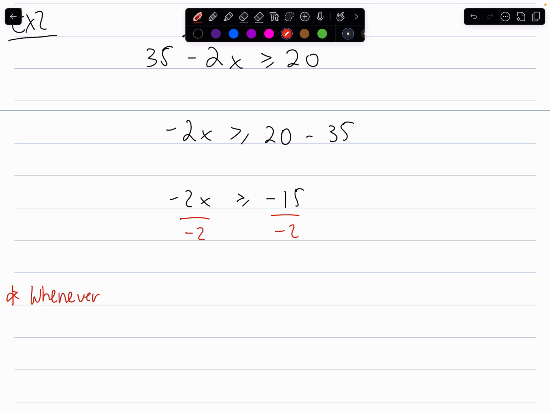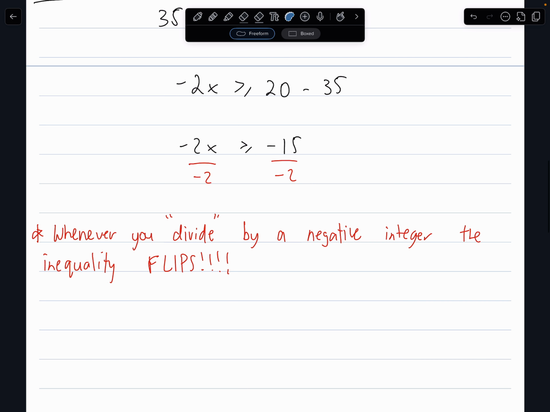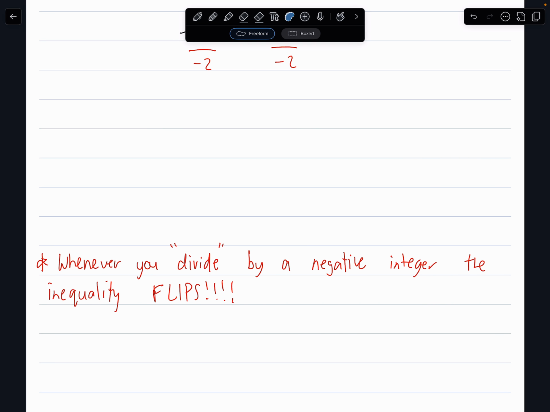And I'm going to make a note here. Whenever you divide, okay, so it's only when you do this, whenever you divide by a negative integer, the inequality flips. Okay, this is the key. This is the difference, okay? Because we divided by a negative integer, so you see how we divided both sides by negative 2? Due to that, the inequality is actually going to flip.